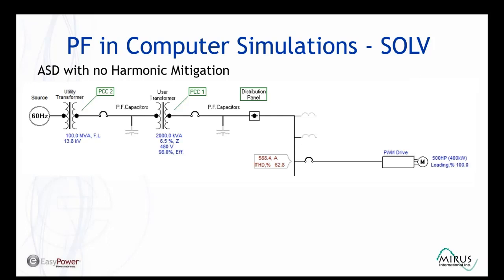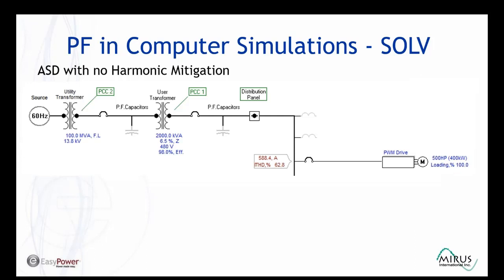In the application shown, we have a utility source of 100 MVA at 13.8 kV, a user transformer at 2 MVA, and 6.5% impedance, which steps down the voltage to 480 volts. And our load is a 500 horsepower PWM variable speed drive loaded at 100%.